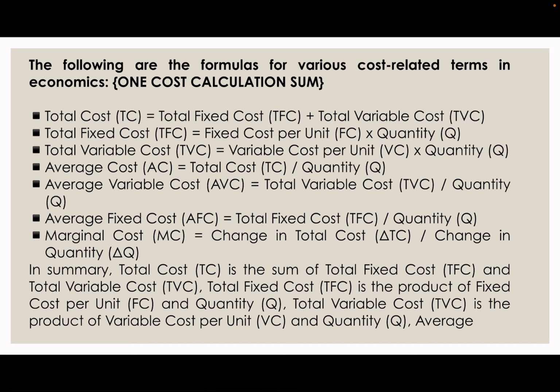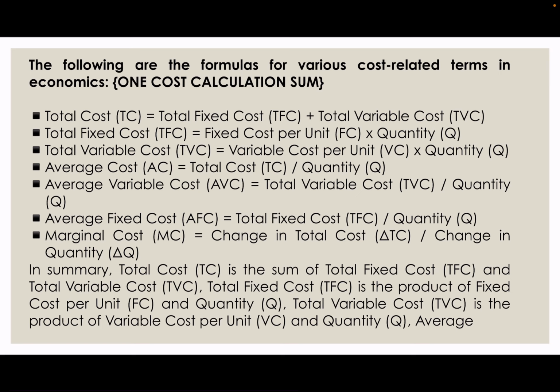1. Cost calculation sum. Total cost, TC, is equal to total fixed cost, TFC, plus total variable cost, TVC. Total fixed cost, TFC, is equal to fixed cost per unit, FC, times quantity, Q. Total variable cost, TVC, is equal to variable cost per unit, VC, times quantity, Q.